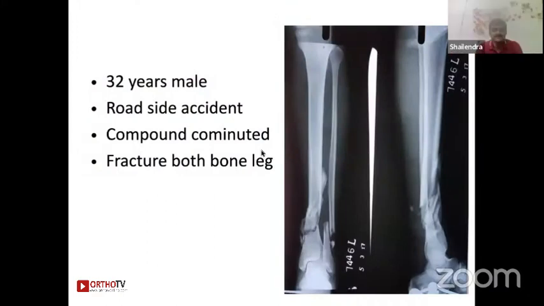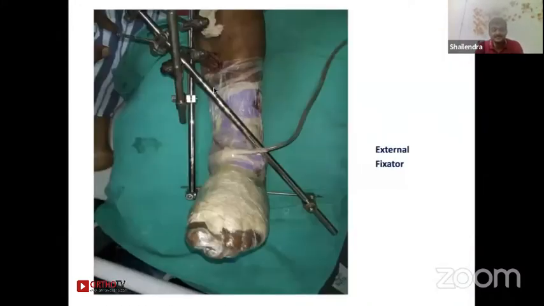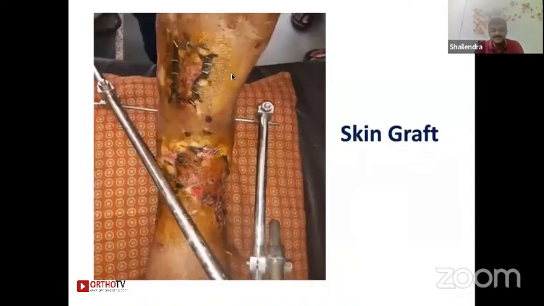Next is a 32-year-old male who had a roadside accident with fracture of both bones. An external fixator was applied and negative suction dressing was done. Then skin grafting was done and the wound was covered.